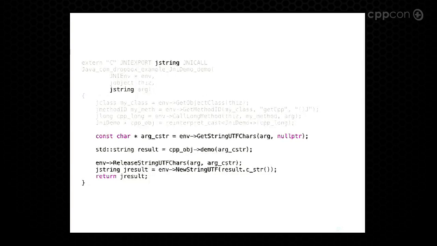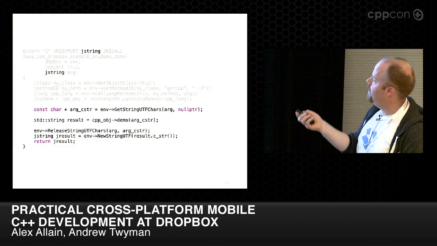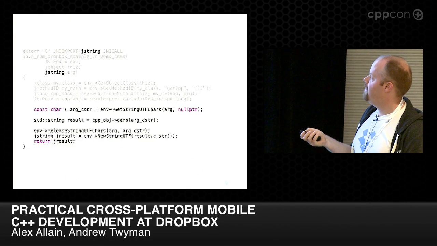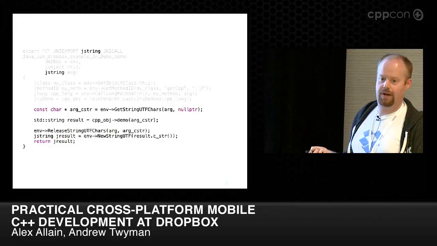All right, so let's move on a little bit. What if I want to pass strings instead of ints? And again, the gray code is the same as last time, and here's what's new. This looks pretty simple. I can call GetStringUTFChars. I get a C string out. I can pass that along. It'll get auto-cast to a standard string.